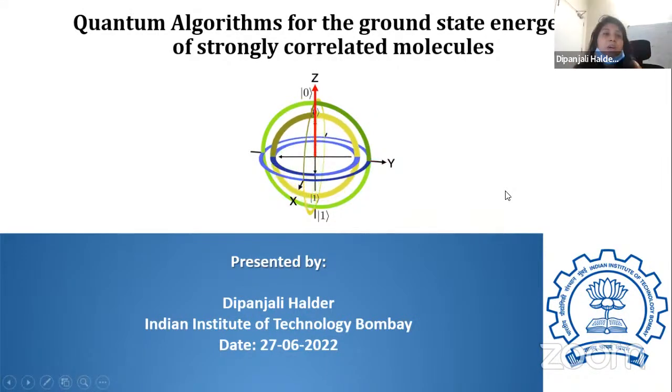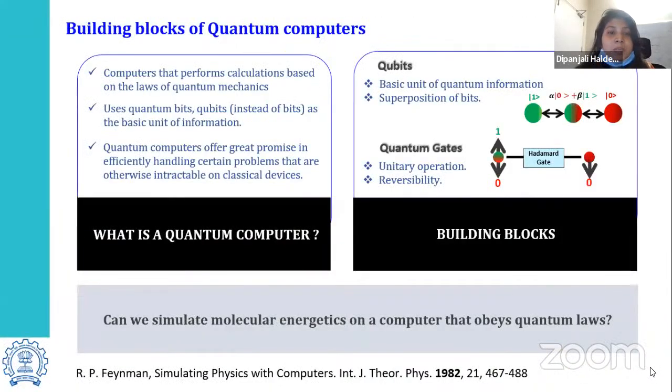So good afternoon, everyone. The topic of my presentation is quantum algorithms for the ground state energetics of strongly correlated molecules. Before diving deep into the quantum algorithms for simulating molecular systems, let me briefly talk about the basic building blocks of quantum computers.